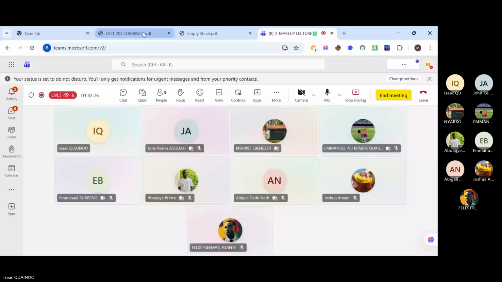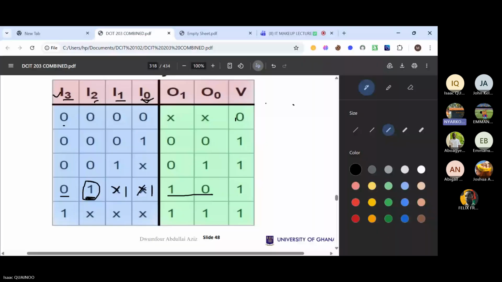Yes, sir. So A is 01, B is 00, C is 10, and then D is 11. All right. So I think I would go for 01. Please, what's the correct answer there? Let me check. A minute to check the answer.